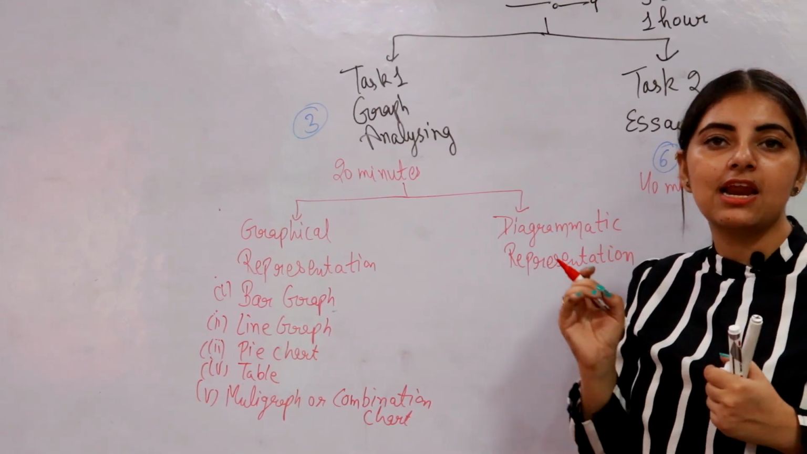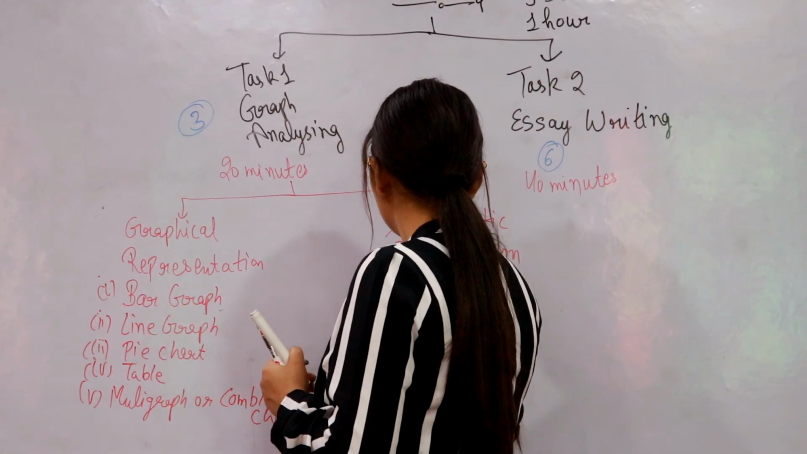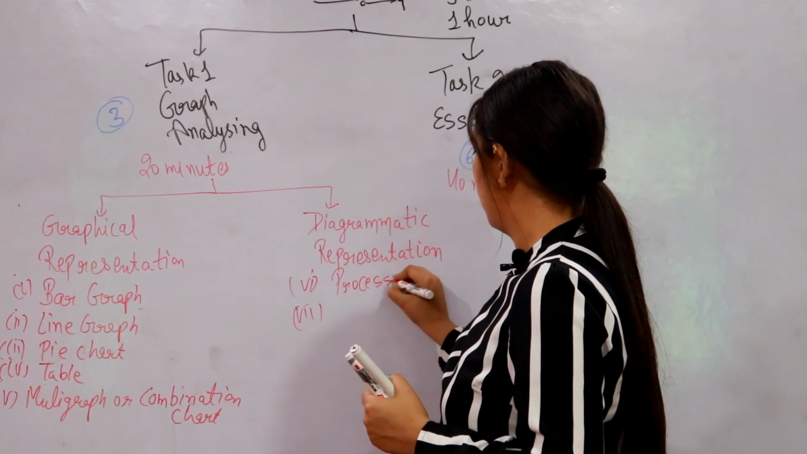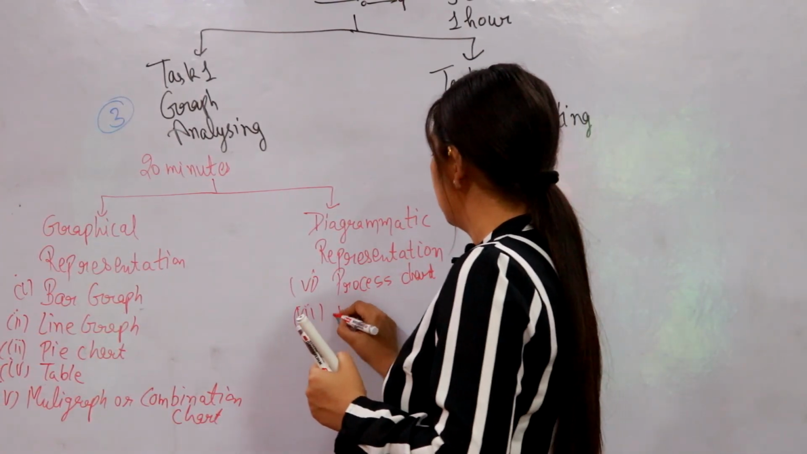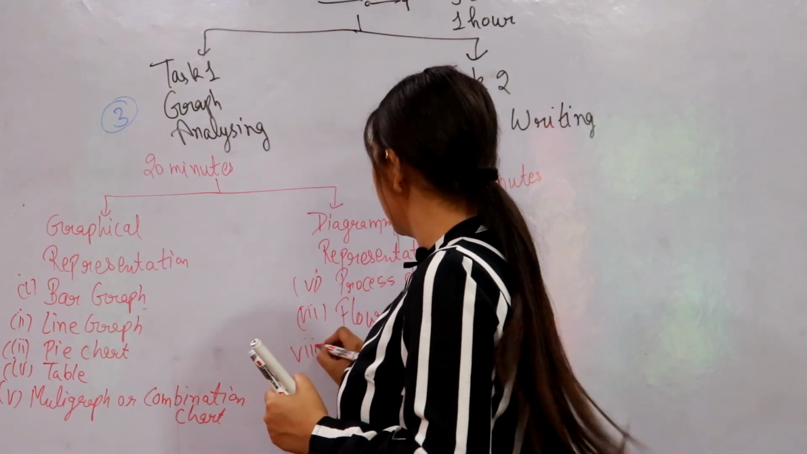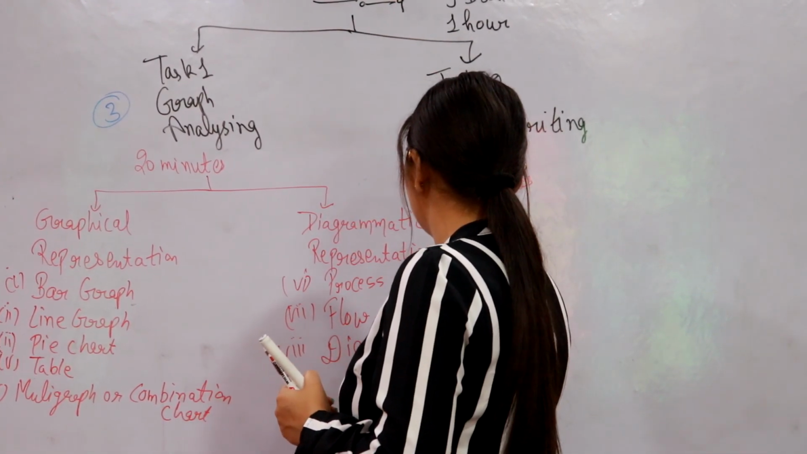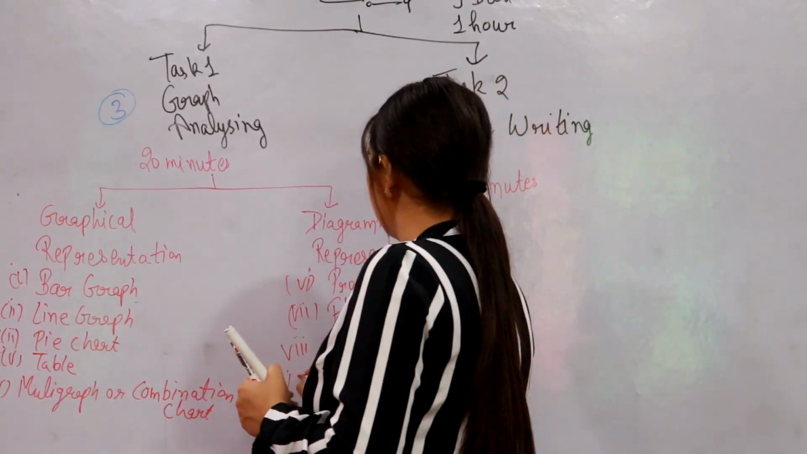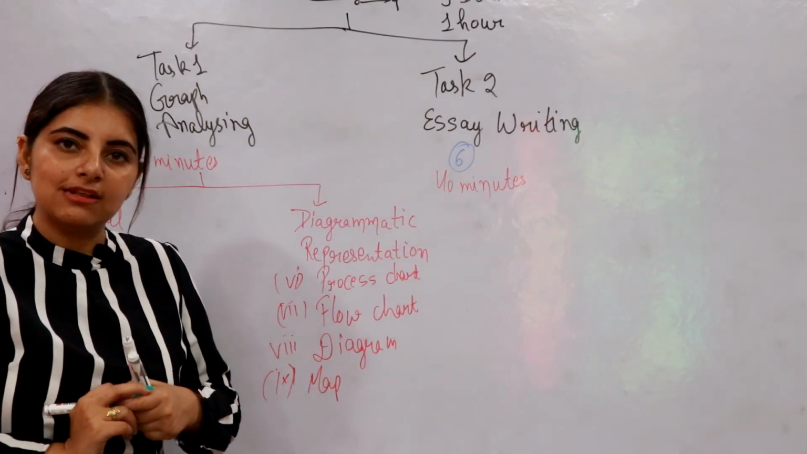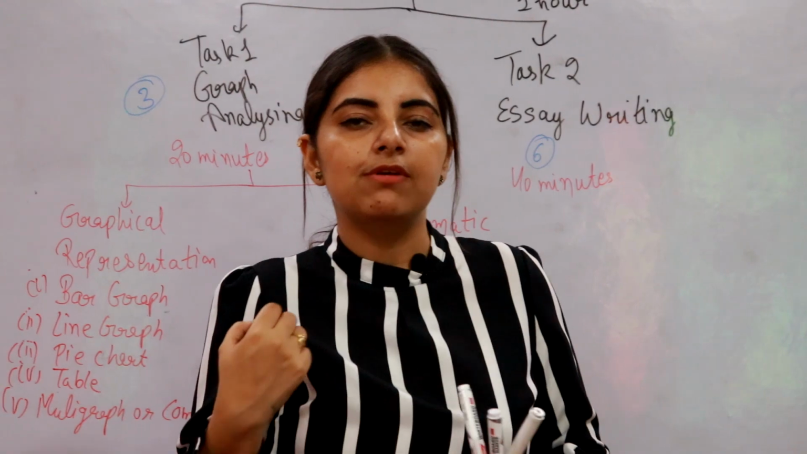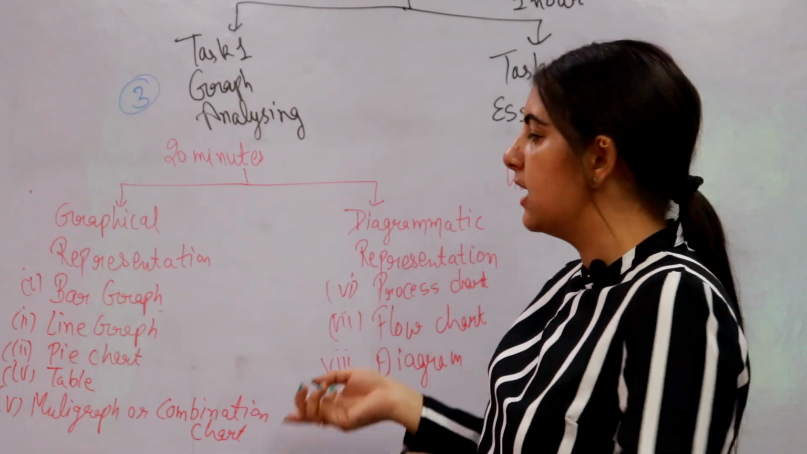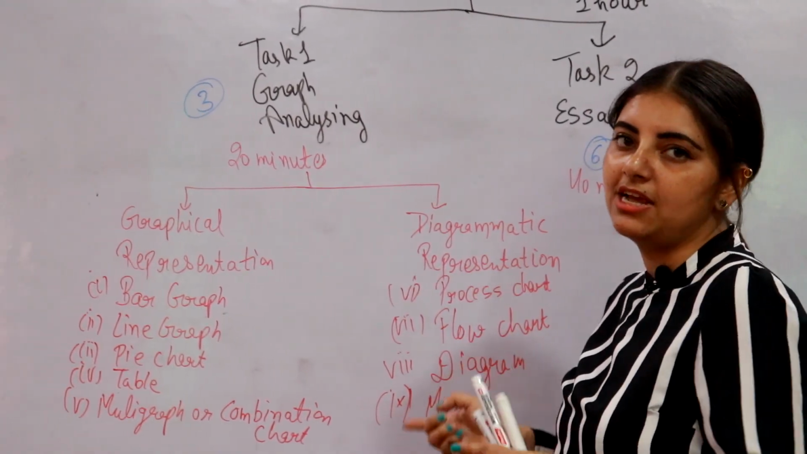So when the data is presented in the form of diagrammatic representation, those graphs we categorize in the category of diagrammatic representation. Under this, the first graph is process chart, the second graph is flow chart, third one is diagram, and last one is map. So for IELTS examination, to attempt task 1, we have to practice these 9 types of graphs. In the exam, you will get any one of the graphs from these 9 types.